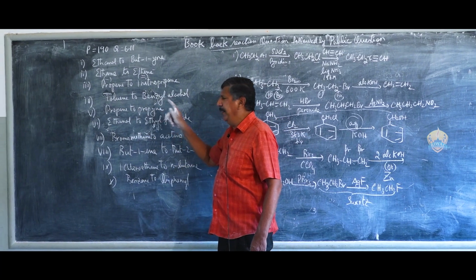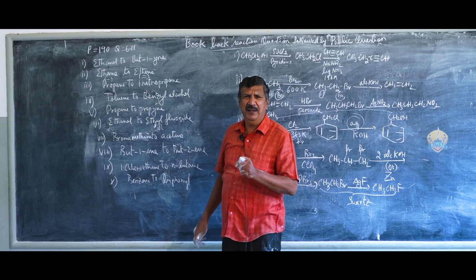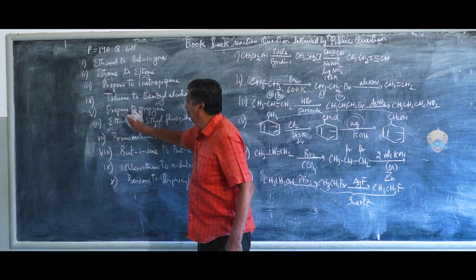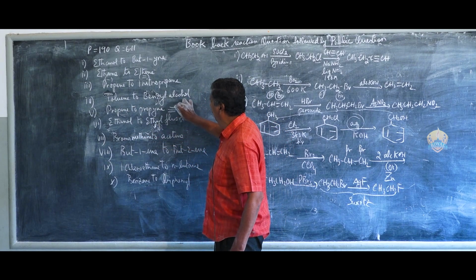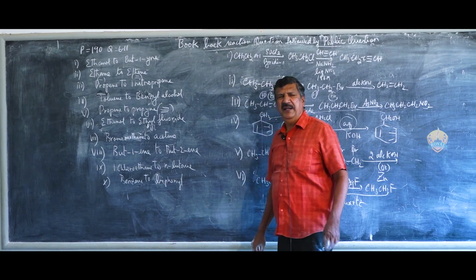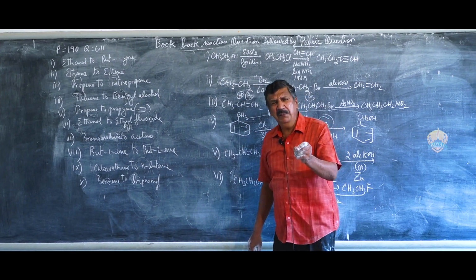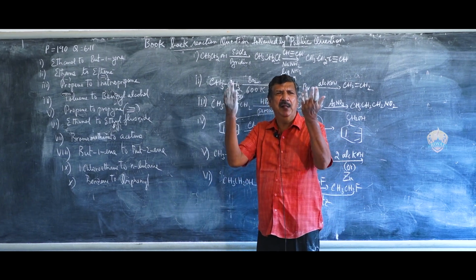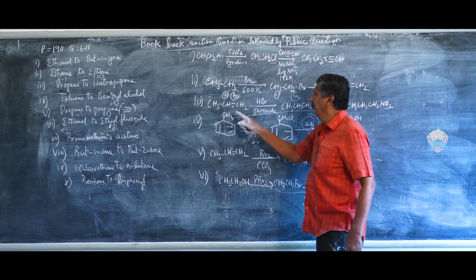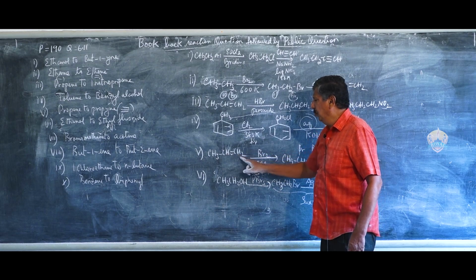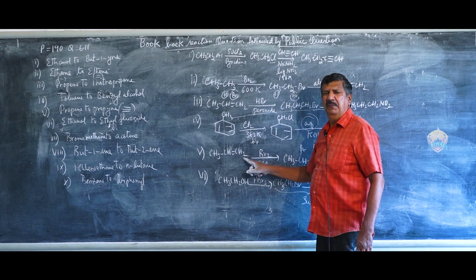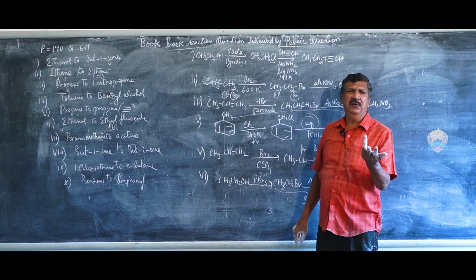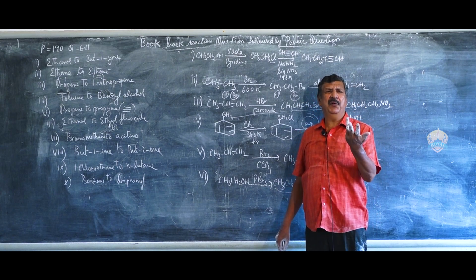Propene to propyne. What is the concept here? A double bond is converted into a triple bond. How can it be done? By removing the 2 hydrogens here. But is it possible to remove 2 hydrogens? No, there is no chance of removing.